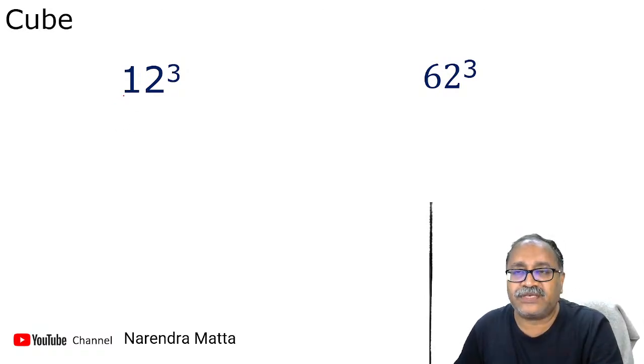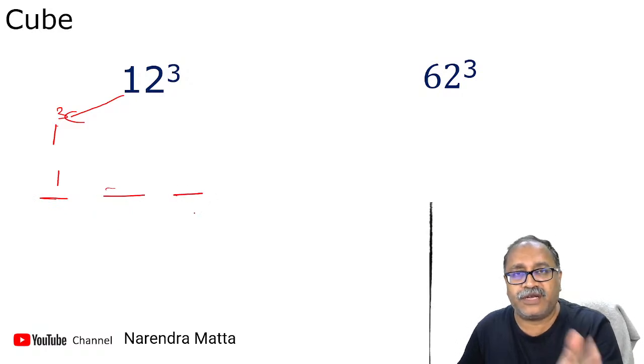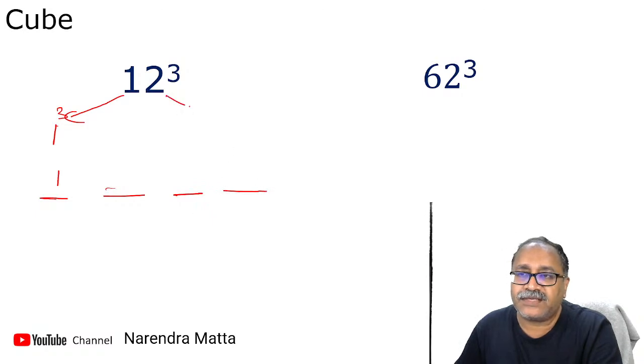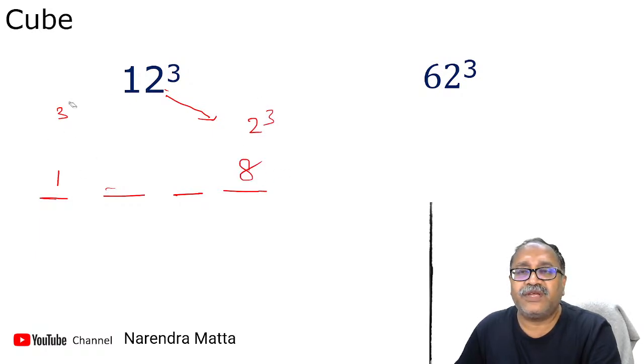There are four steps. The very first step is the unit digit. You take 1 cube, which is nothing but 1. Then we need to generate the other numbers. The last number is the cube of the unit digit, 2 cube, which is 8. So first we frame these two numbers: 1 cube, that's 1, and 2 cube, that is 8.